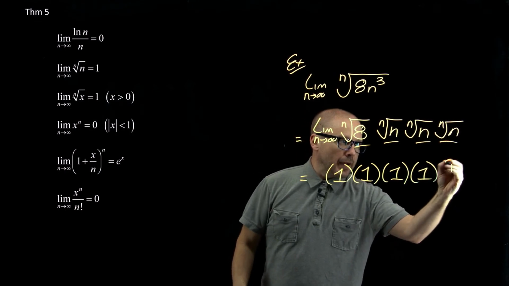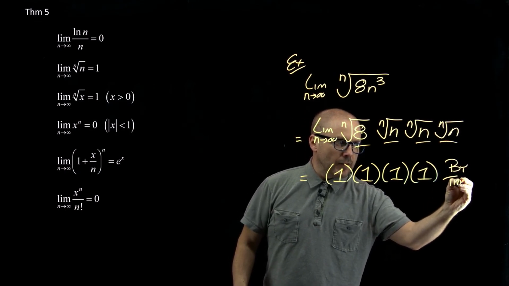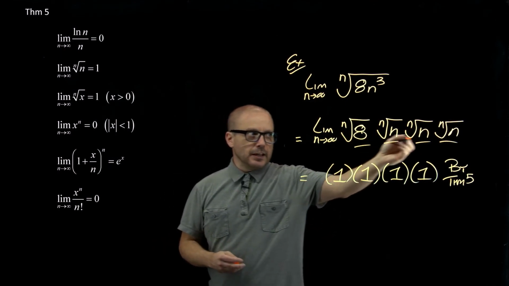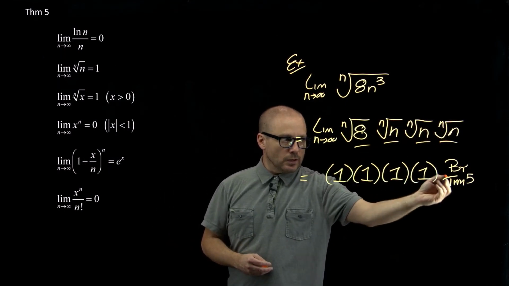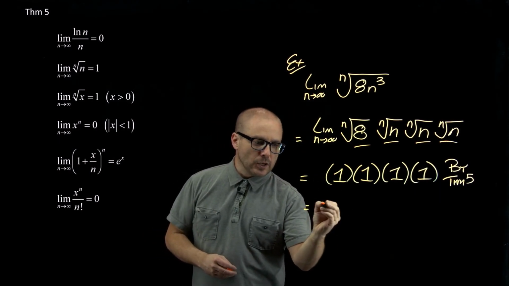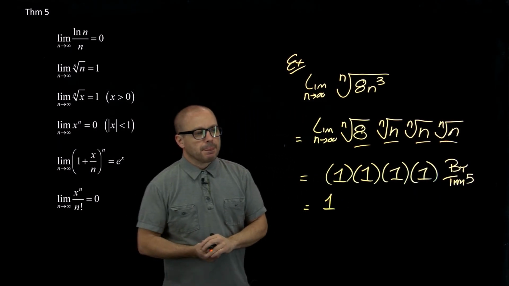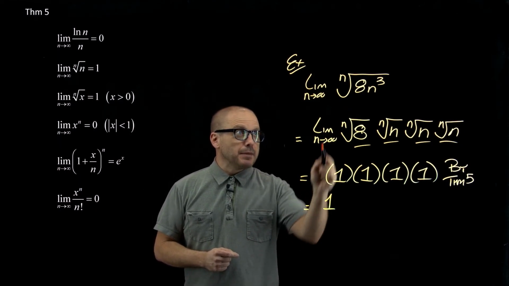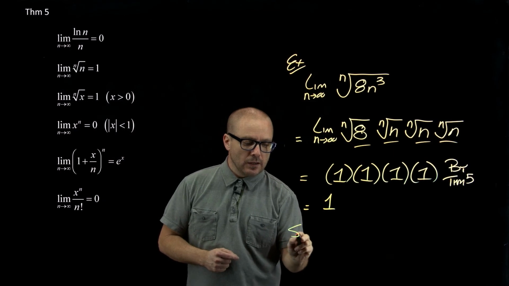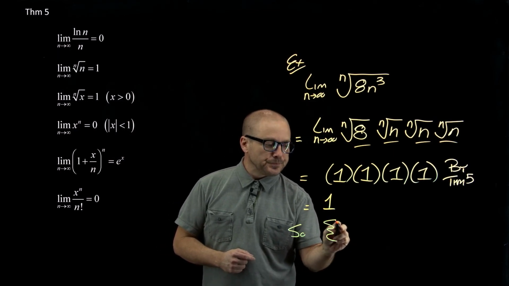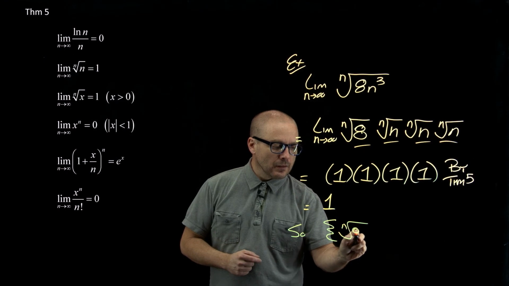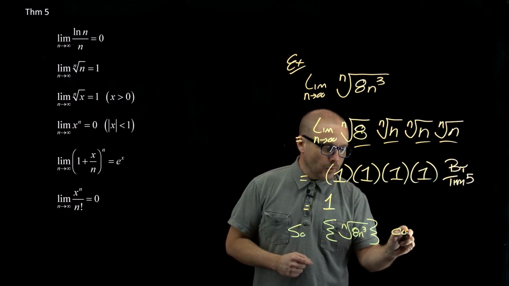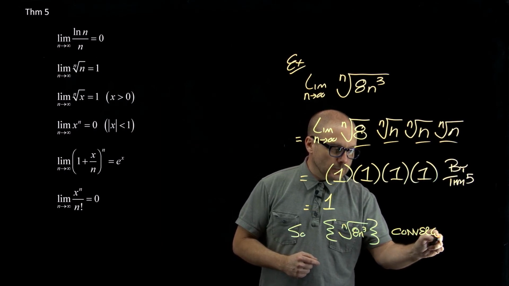And so we just say by theorem 5. Be sure to quote it because these are really indeterminate forms. It's not obvious that it's 1, so I want you to quote the theorem there. And so the limit is 1. And so what does that mean? It means this sequence converges, right? When you take a limit and it exists, that means the sequence converges.